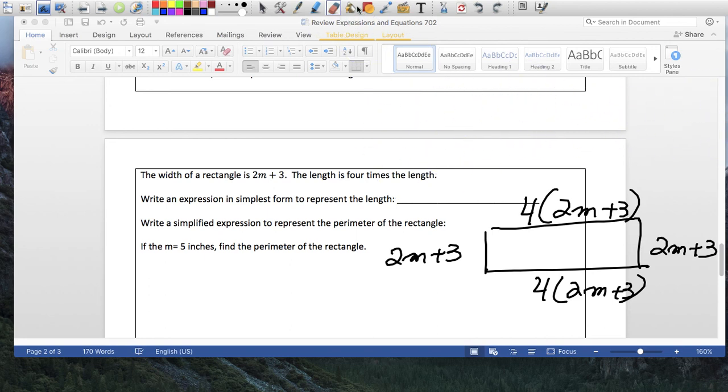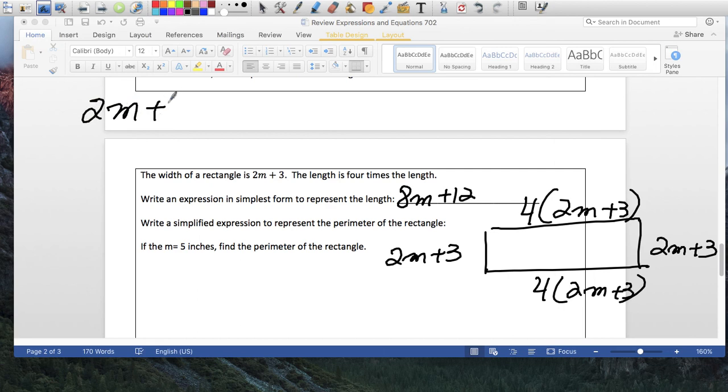Now, write an expression in simplest form to represent the length. So the length here is 4 times 2m plus 3, which if you do the distributive property, you get 8m plus 12, right? So another way of saying that is 8m plus 12. Now let's add all the sides of my rectangle to find the perimeter.